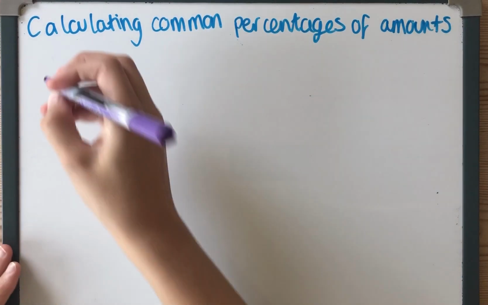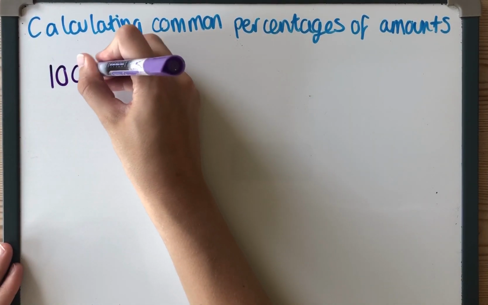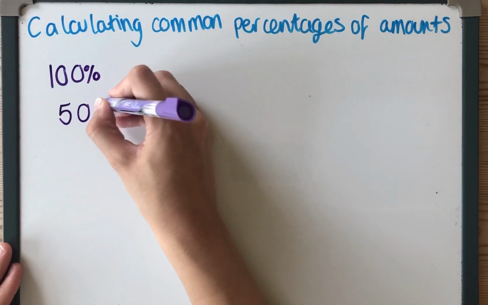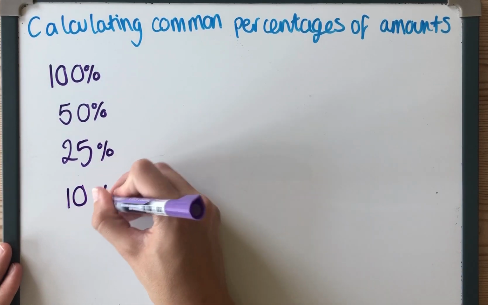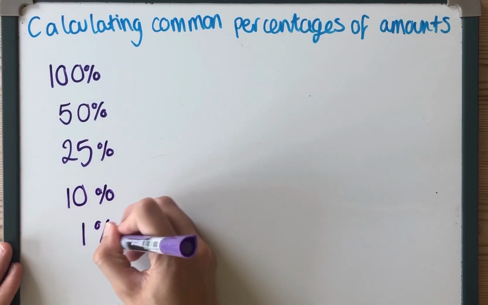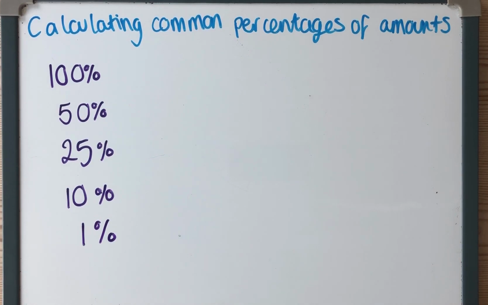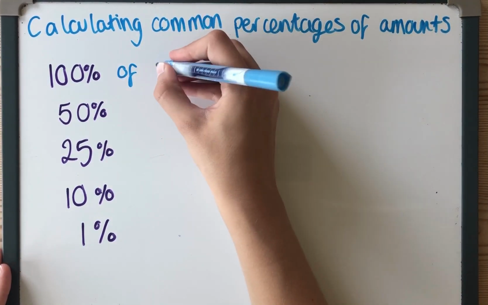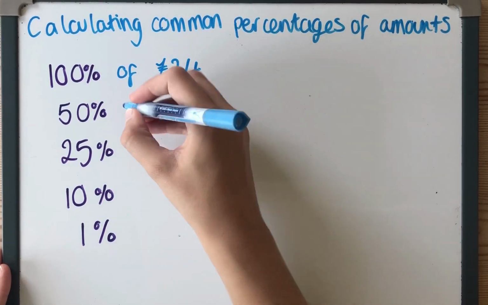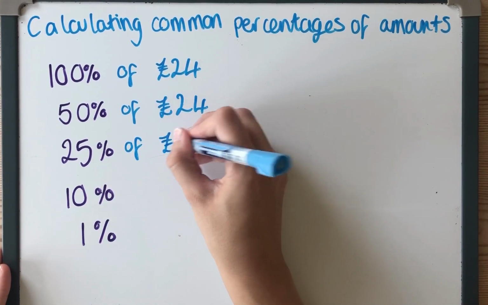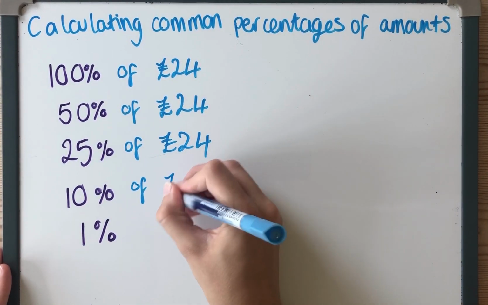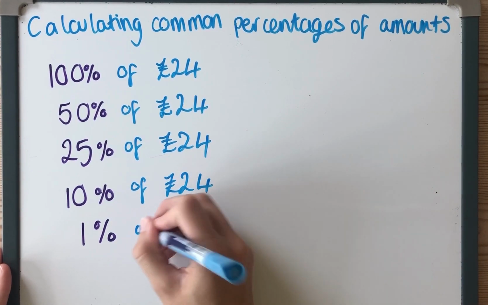So last time we looked at finding 100%, 50%, 25%, 10%, and 1%. And we found out how to do those things. And just to illustrate, I am actually going to look at finding 100% of £24, 50% of £24, 25% of £24, 10% of £24, and 1% of £24.